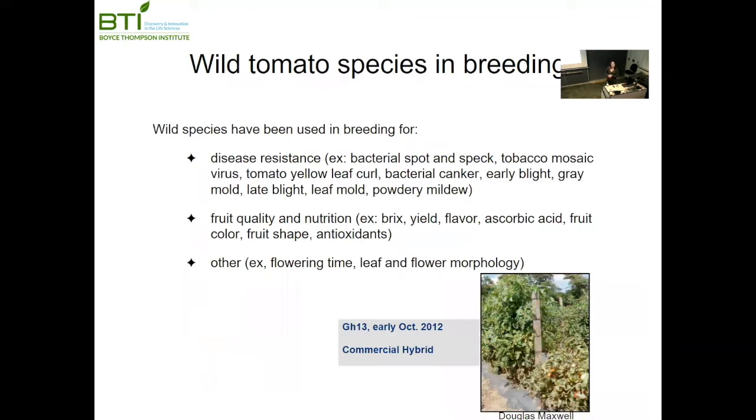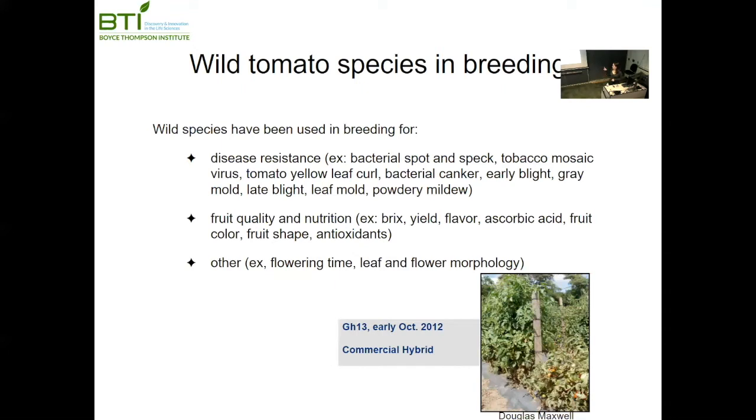So the wild species have been used in breeding for a number of things. This has been happening for the last several decades. They can be used in breeding for disease resistance. One of our collaborators on a project is interested in tomato yellow leaf curl virus, and he has a cultivar that is resistant to that.